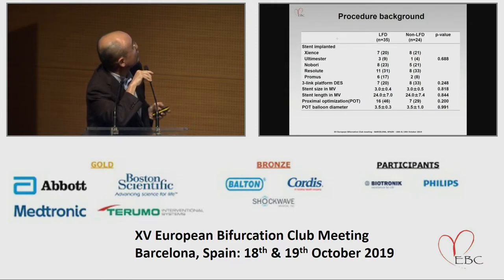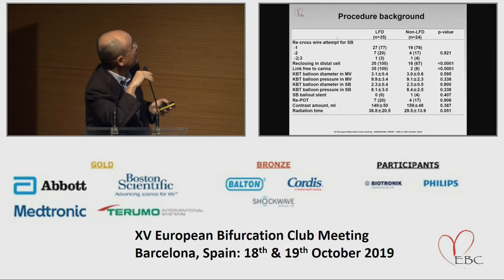When we look at the procedural background, there are no differences between the two groups regarding the implanted stent, the three-link platform or the POT technique. In this registry, the cross-wiring attempt for the side branch was one or two times in almost all cases. The radiation time was a little longer in the LFD group than the non-LFD group, but there are no differences between the two groups in terms of contrast amount.